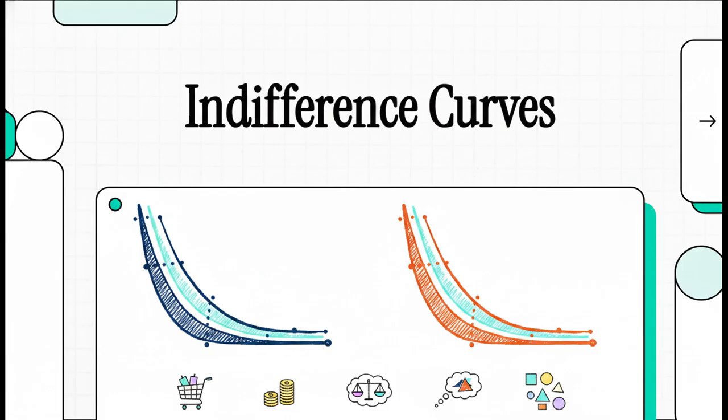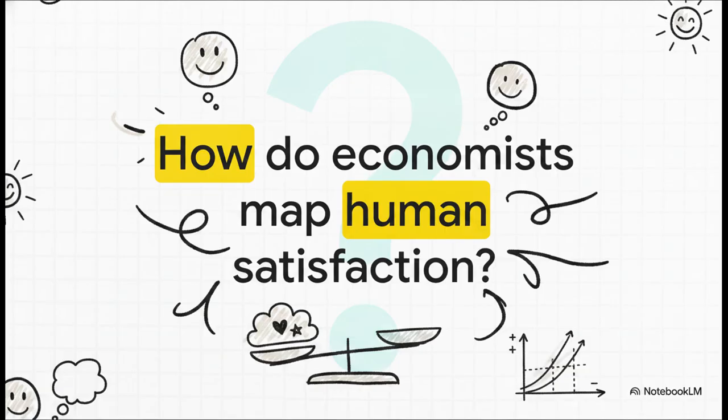Now, I know that sounds a little abstract at first, but by the end of this, you're going to see exactly how these invisible, split-second decisions take on a very real, physical, geometric shape. So start by asking yourself this: how on earth do economists map human satisfaction on a flat piece of paper, right? Because happiness, utility, satisfaction, those are completely subjective feelings. You can't just throw happiness on a scale like a bag of flour.